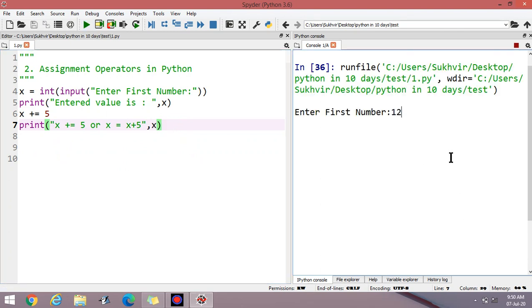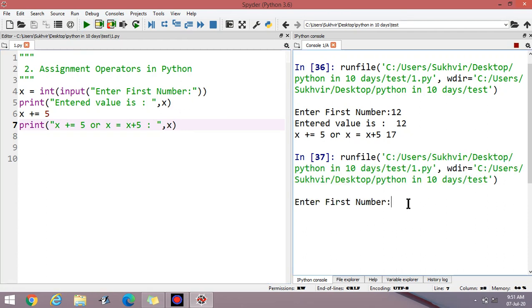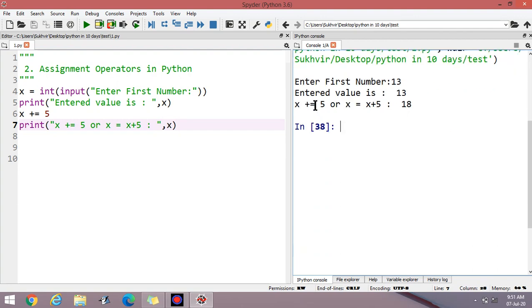Enter first number. That first number is 12. Now the answer is: entered value is 12, x plus equal to 5 or x is equal to x plus 5? The answer is 17. You can place a colon here. 13, entered value is 13 and x plus equal to 5 or x is equal to x plus 5. It means 13 plus 5. Now the value is 18.